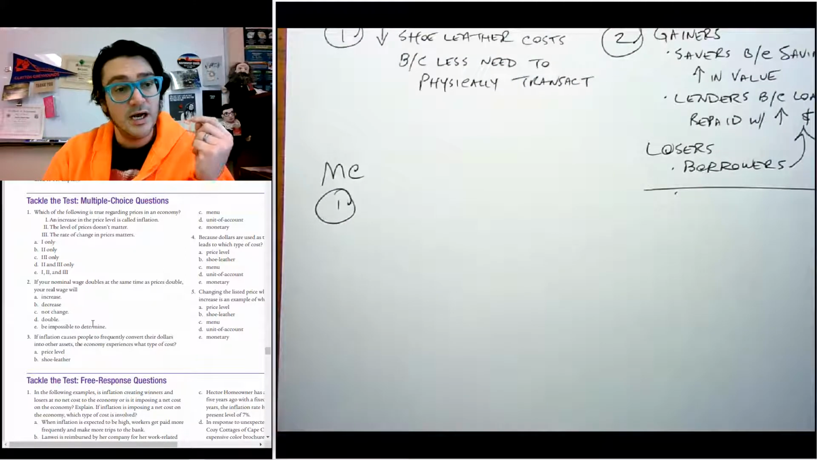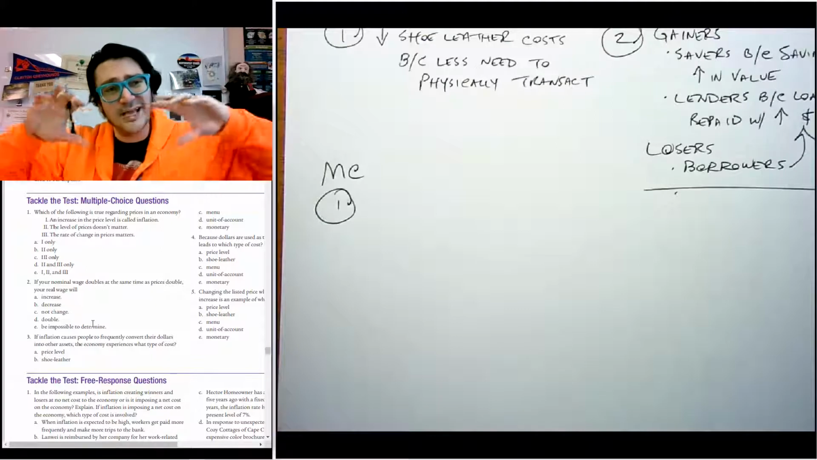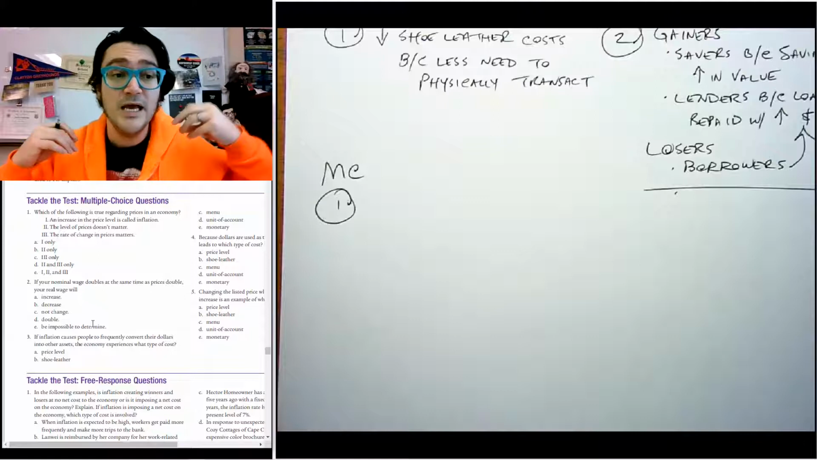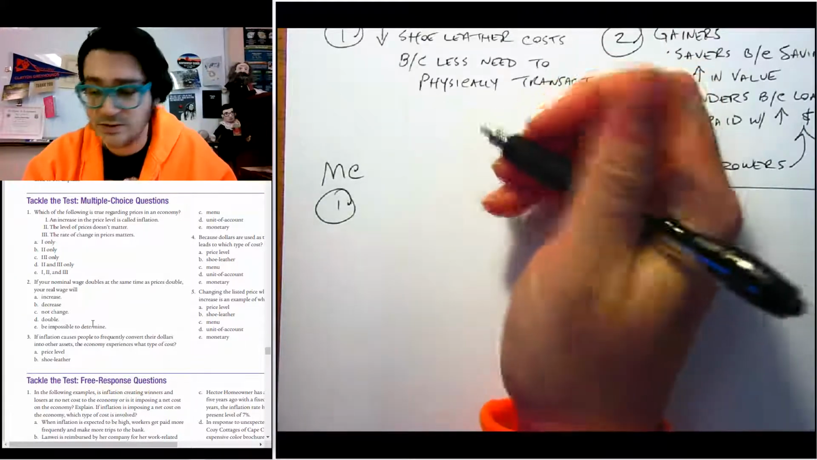An increase in the price level is called inflation. That's true. The level of prices doesn't matter. That is true, right? It doesn't matter how much everything costs right now. It matters how much it changes over time. And so we would say the rate of change in prices matters, which is statement 3. So all 3 of those are true.